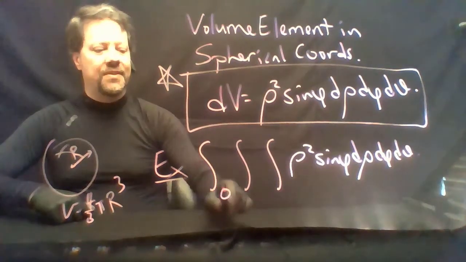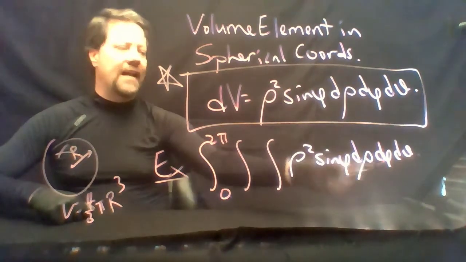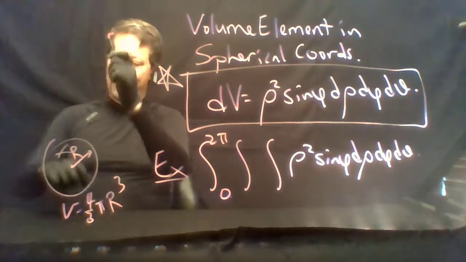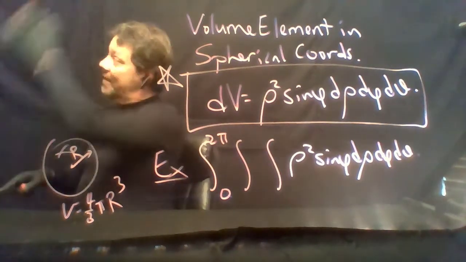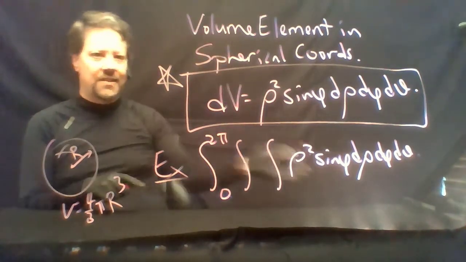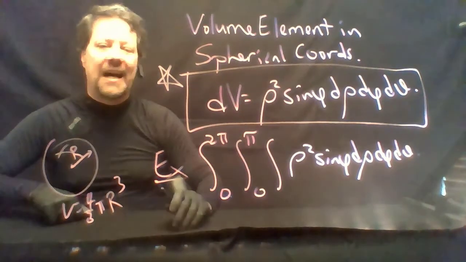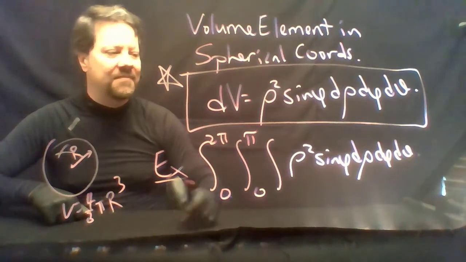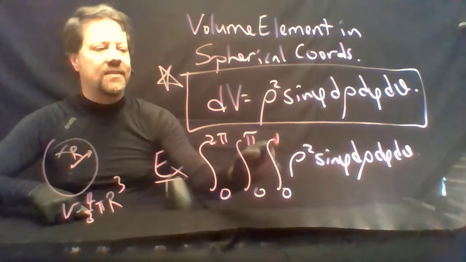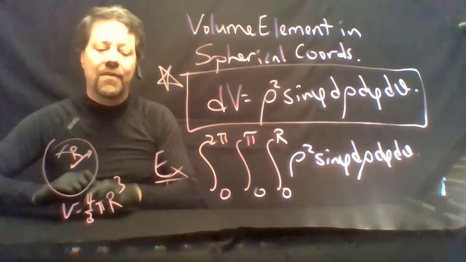Theta will go from 0 to 2 pi. We're going to go all the way around. But phi goes from straight up to straight down. If theta is going from 0 to 2 pi, going from straight up to straight down will cover all different vertical cross sections all the way around. So we need only go from 0 to pi on the angle phi. For rho, we'll go from 0 to the radius, r, and hope that this integral gives us 4/3 pi r cubed.